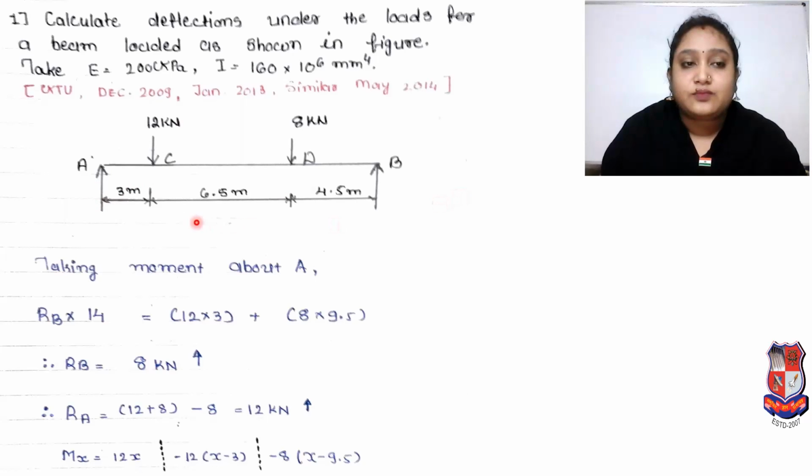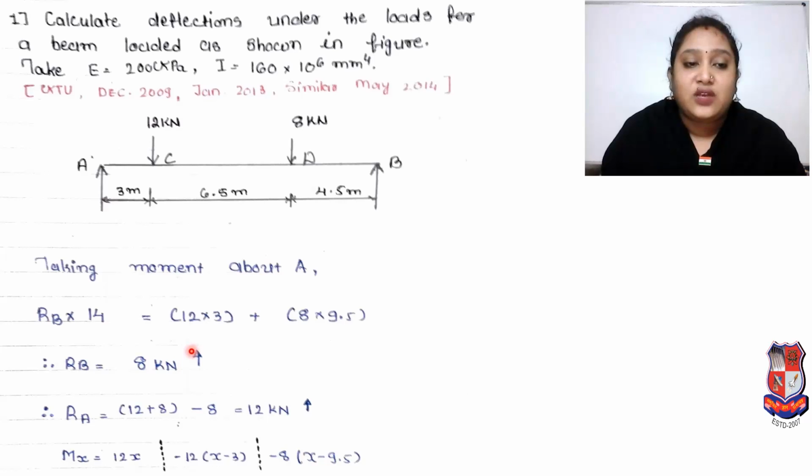So we can see one beam having a span or length 14 meter. Two point loads are given, 12 kilonewton and 8 kilonewton. So first of all we will calculate the moment. Taking moment about A, RB into 14 is equal to 12 into 3 plus 8 into 9.5. So RB will be 12 into 3 plus 8 into 9.5 whole divided by 14. So RB is equal to 8 kilonewton upward, positive.